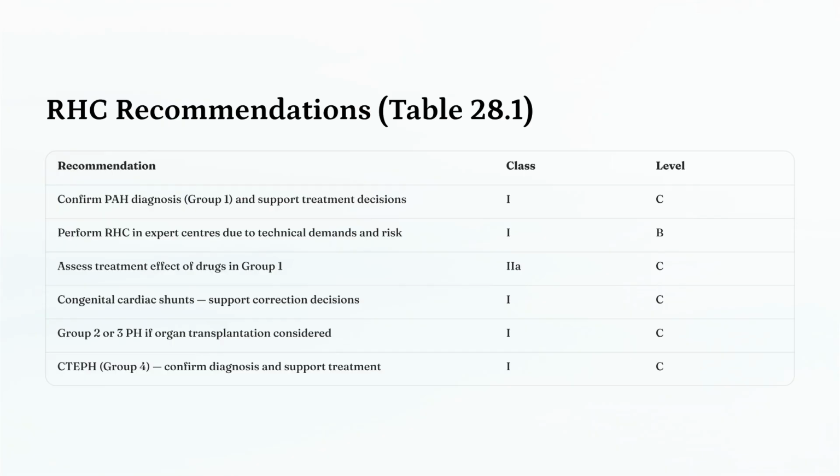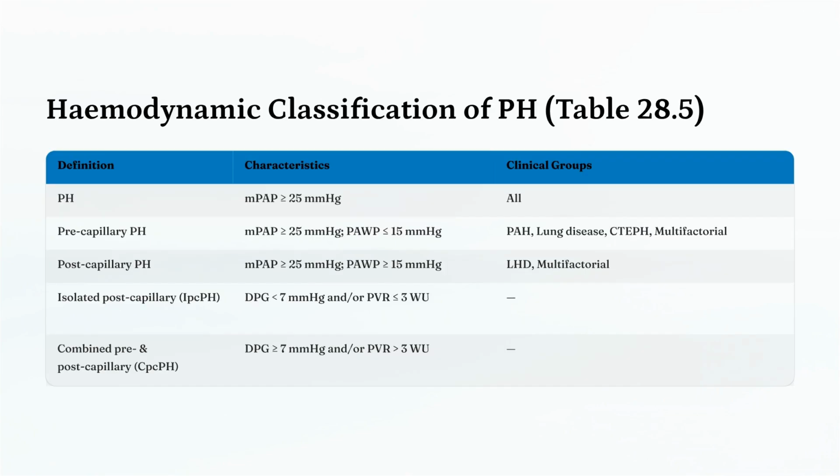across various clinical groups. The hemodynamic classification of pulmonary hypertension relies on specific parameters. As shown in this table, definitions for PH, precapillary and postcapillary types are distinguished by mean pulmonary arterial pressure, wedge pressure, and pulmonary vascular resistance.